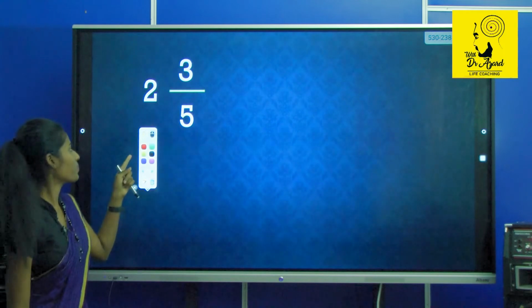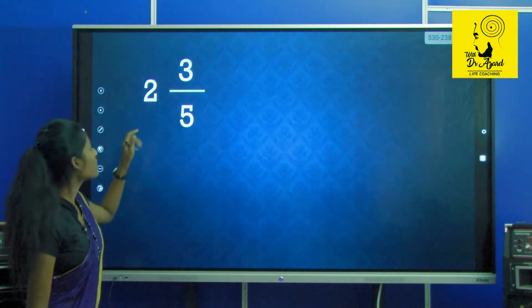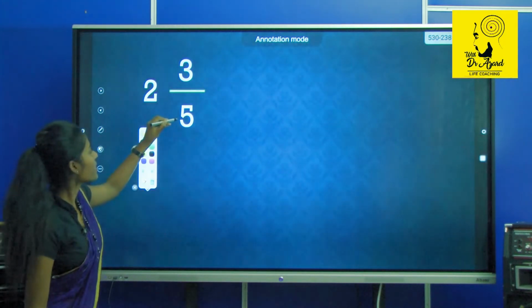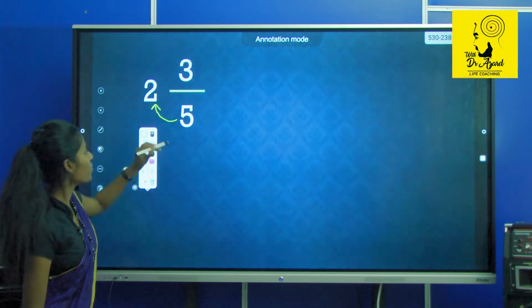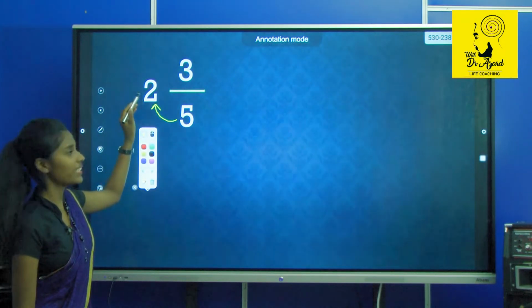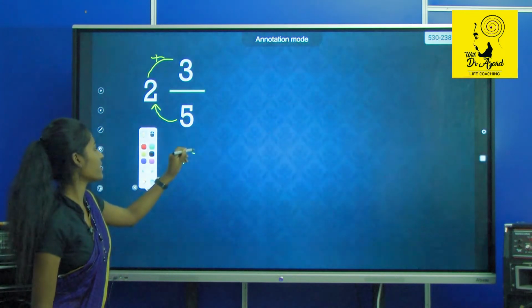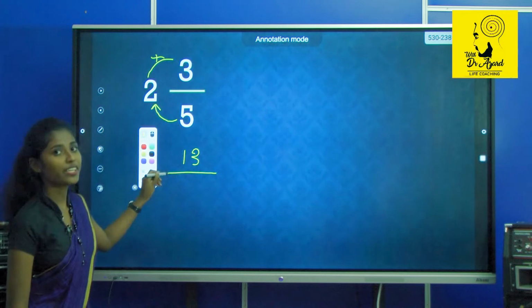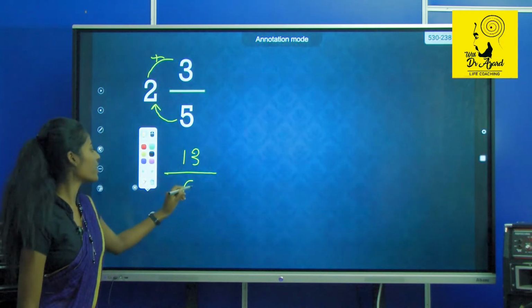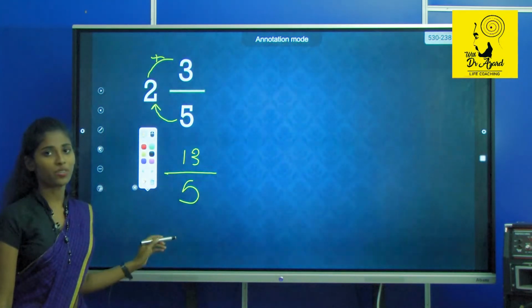Here are the examples. First, you have to multiply the denominator by the whole number. 5 times 2, 10. 10 plus 3, 13. 13 is the numerator and 5 is the denominator because it won't change.